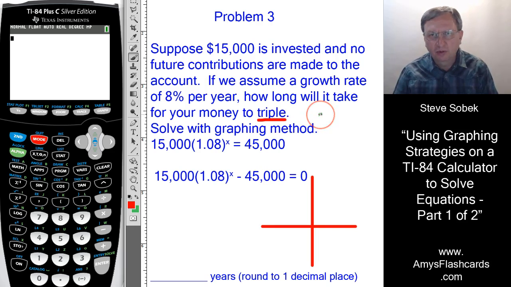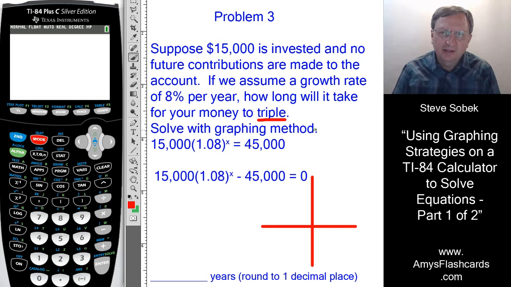In other words, become $45,000. We're to solve this with the graphing method. Right? Obviously, if you've covered logarithms, you'll want to jump in there and solve this with logarithms. But suppose you haven't covered that yet, and so we could still get the answer using our graphing strategy.